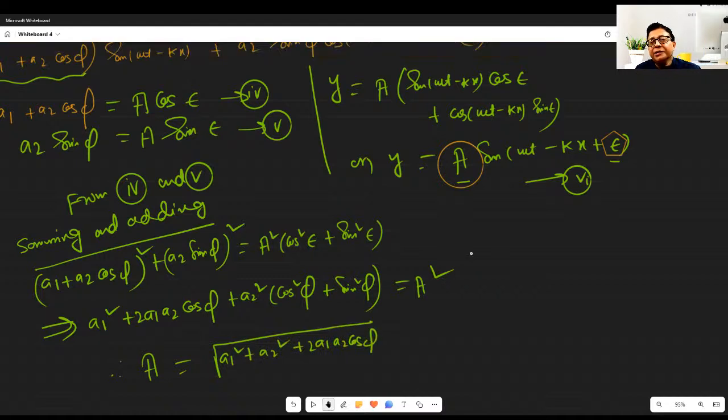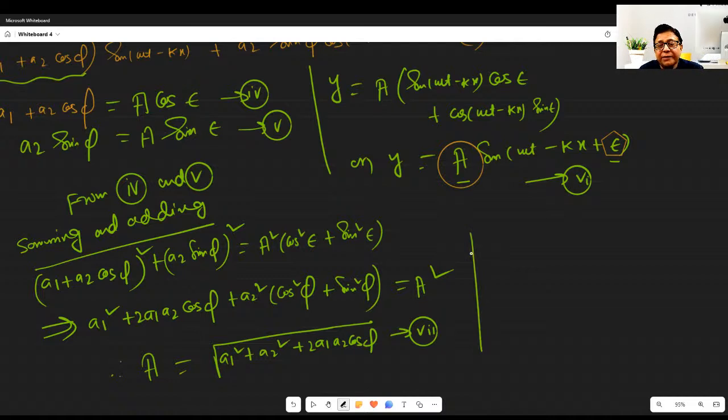Just keep in your mind, just think whether you have seen this kind of term before or not. You have seen it in vector addition. And we are interested to get the value of epsilon also.